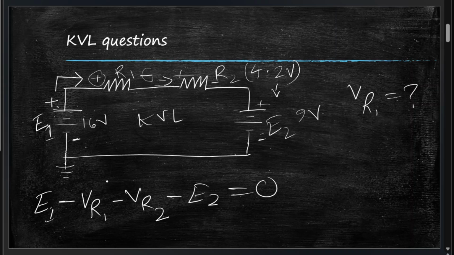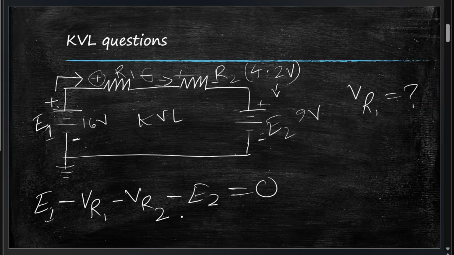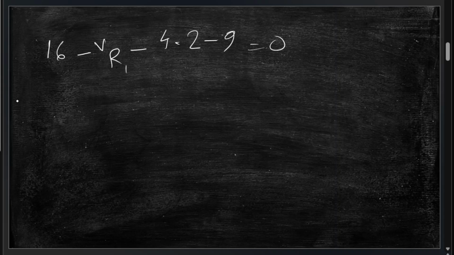Now, we have to find VR1, right? Let's do it on the next page. So E1 was 16 volts. 16 minus VR1, which we have to find. And VR2 was 4.2 volts. And E2 was minus 9 volts. So equal to 0, right? See, here's the formula. We just substitute the values.